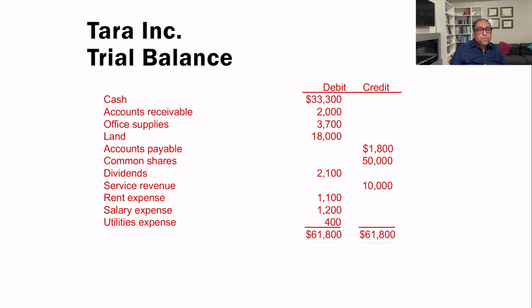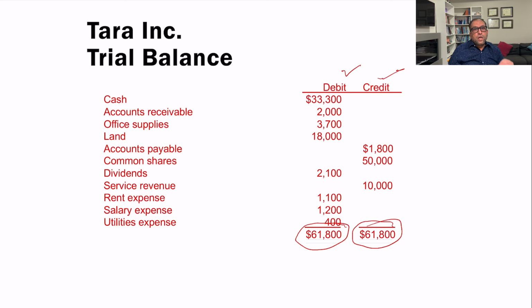So if you look at the Terra Corporation trial balance, you see there's a debit column and a credit column, and these are all the accounts we used to record these 9 or 10 entries: cash, accounts receivable, office supplies, land, accounts payable, common shares, dividend, service revenue, rent expenses, salary expenses, and utility expenses. And we see the important point here that these two should be equal. There is no difference. So what we learn in this chapter is how to record transactions. One account should be debited, the other account should be credited, and what are the rules for that.